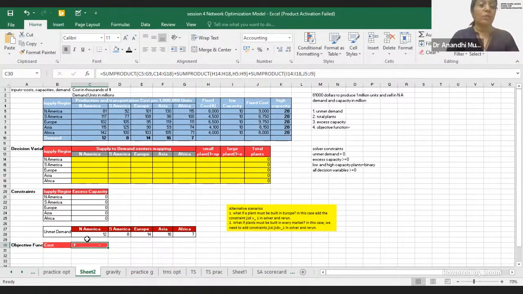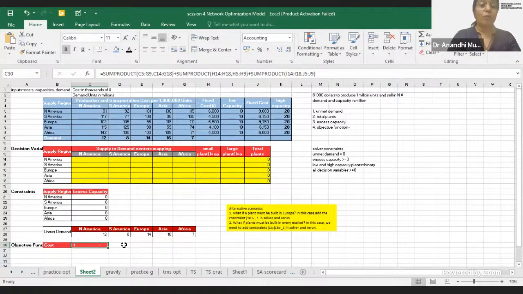Since it is a cost function, you are calculating all the cost aspects. Earlier we took the capacity of the plant; now for the small plant, you are multiplying with the small plant's fixed cost, and for the large plant, with the large plant's fixed cost, and also the cost involved to produce these many units in the respective location. So everything you are calculating and putting here as the cost.